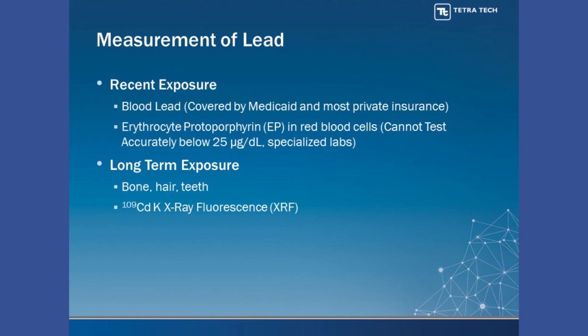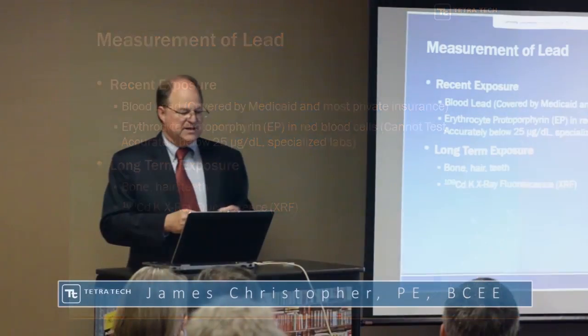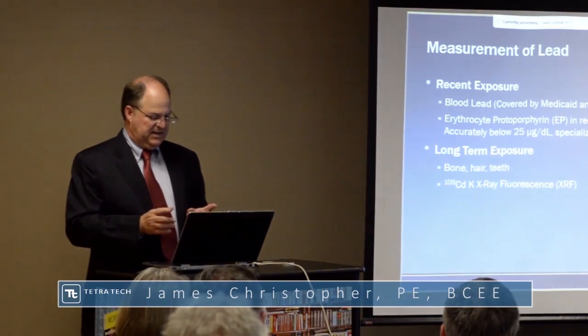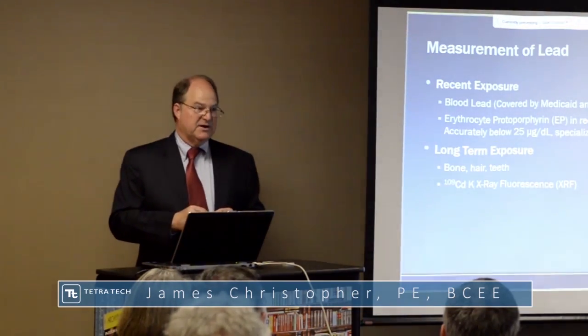Another way to do that is erythrocyte protoporphyrin, which is what is produced as a result of that enzyme I talked to you about that gets blocked by lead. So your body's response is it produces more of the EP enzyme that can be detected in the blood. It can only be done by specialized labs, and it only goes down to 25 micrograms per deciliter, which you'll see is not a very low concentration.